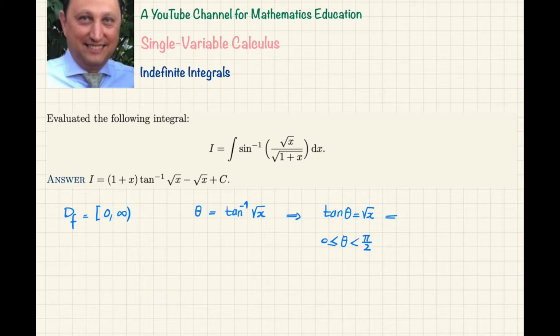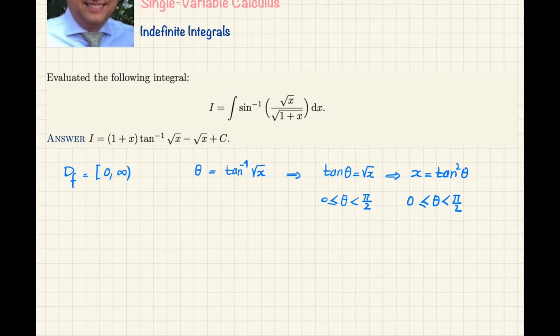From here, of course, x becomes tangent squared of theta, and I know that theta is somewhere between 0 and pi over 2. Here I need dx, so since x is equal to tangent squared of theta, this gives me dx equal to 2 tangent theta times the derivative of tangent theta, which is secant squared theta d theta.